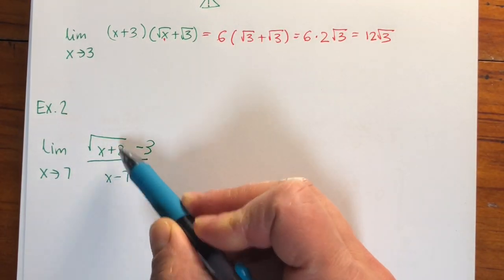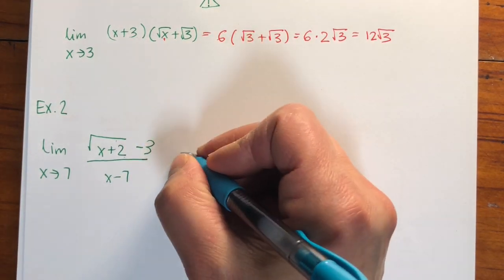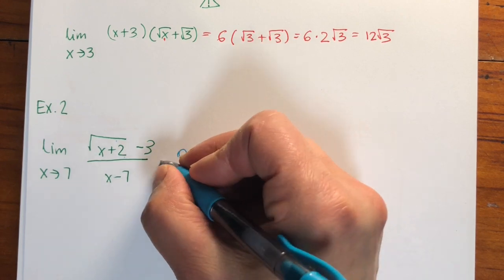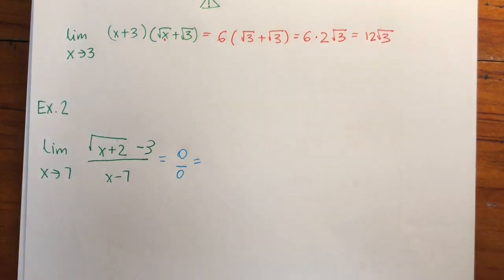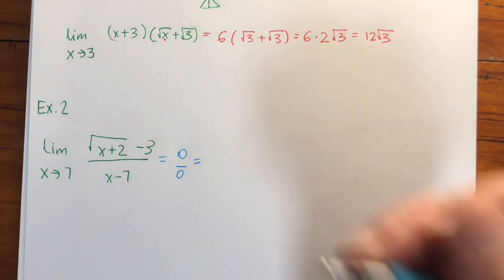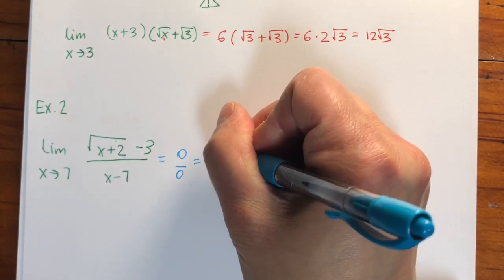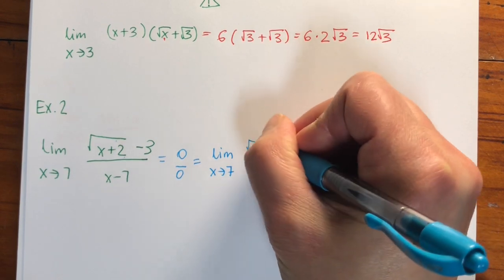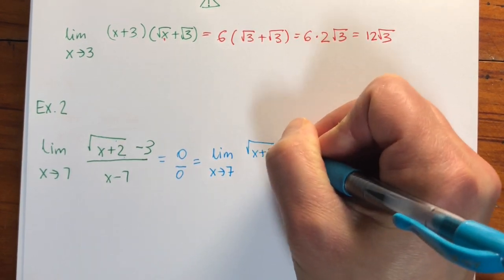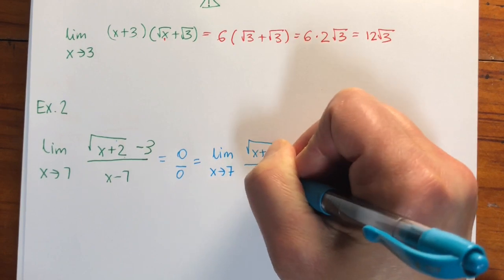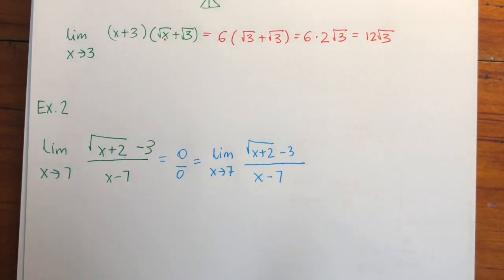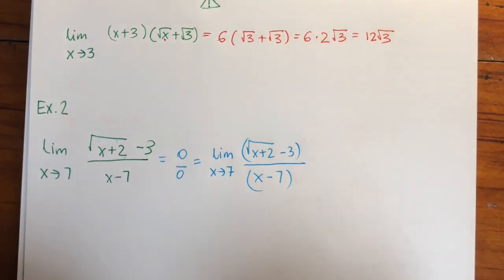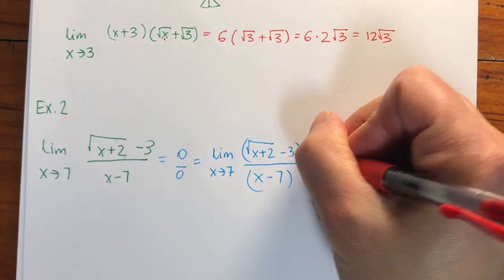7 plus 2, that's 9. Square root of 9 is 3. 3 minus 3 is 0. 7 minus 7 is 0. Yes, we do get the problematic term of 0 over 0. So we do need to do some magic. All right, so I have square root of x plus 2 minus 3 over x minus 7. And now I am going to put everything into parentheses, and I'm going to multiply by the conjugate, and I'm going to hope for the best.